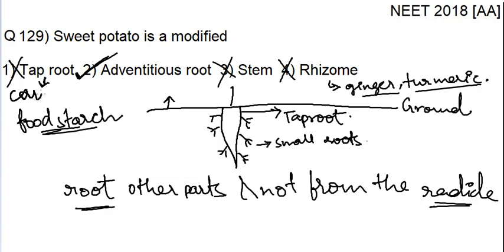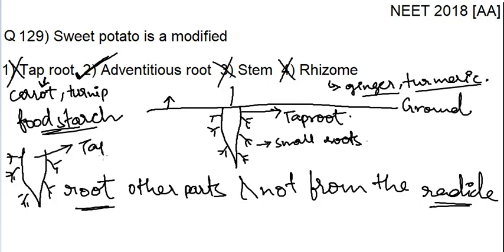Examples are carrot and turnip. Have you ever seen a fresh carrot coming out of the soil? When you see a fresh carrot coming out of the soil, you can see a carrot like this, like I have drawn in the taproot system, and you have small roots coming out of the carrot like this. So the carrot is the actual taproot that we consume.